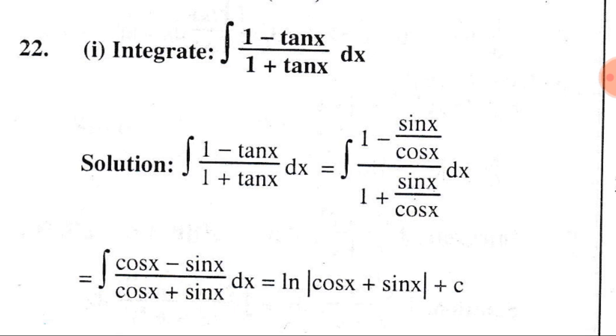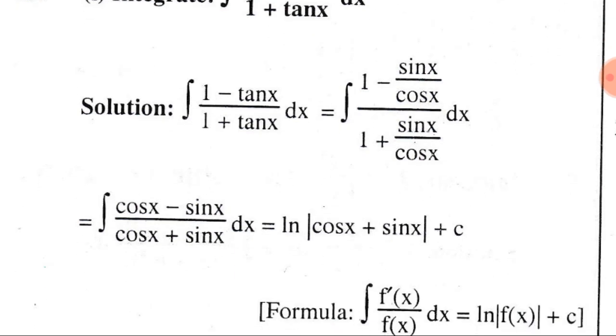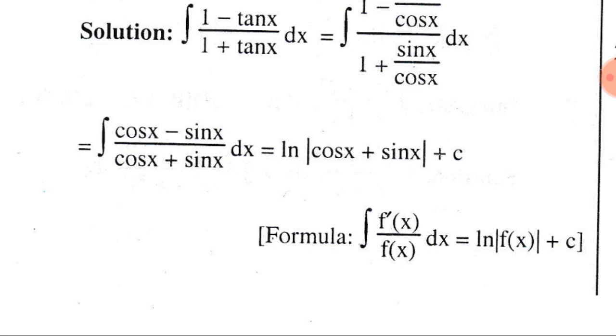For doing that, we decompose tan x as sin x by cos x. And after calculation, we get the integration of (1 minus tan x) divided by (1 plus tan x) dx equals the integration of (cos x minus sin x) divided by (cos x plus sin x). Now if you observe very carefully, you'll find that the numerator is the differential of the denominator, and we know that the integration of f prime of x dx by f of x equals ln of f of x plus c.